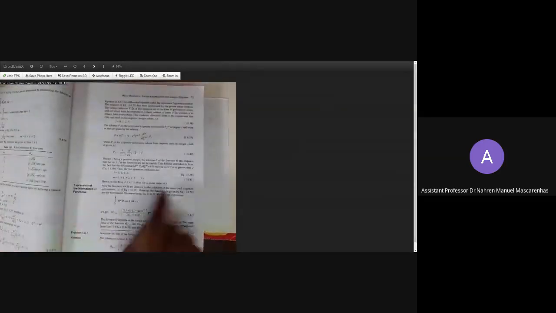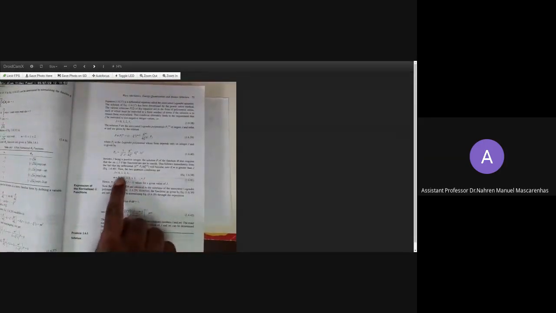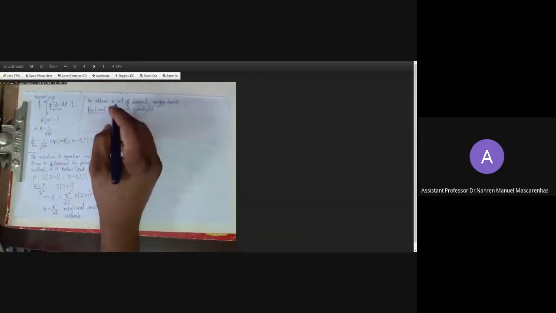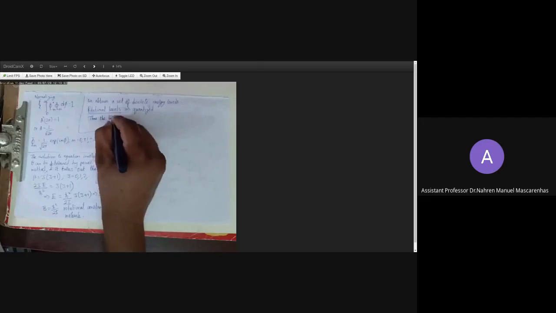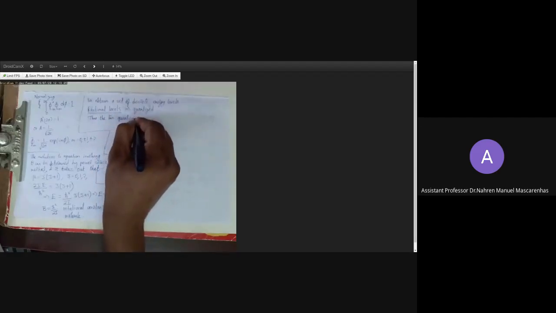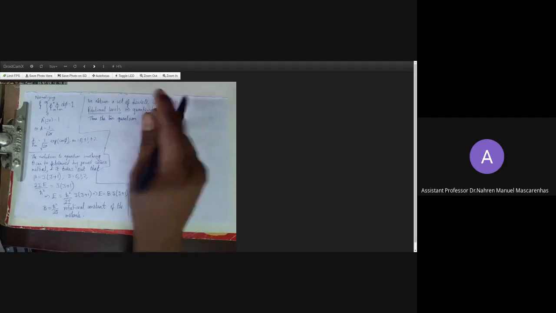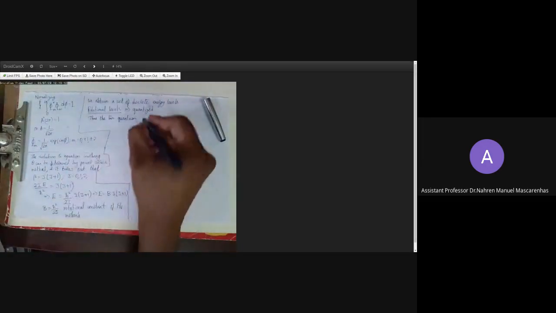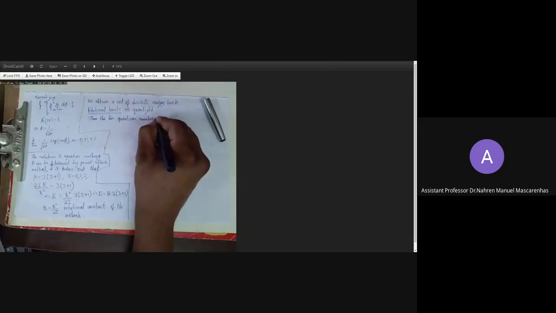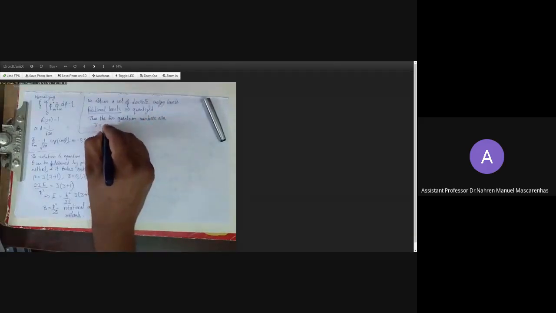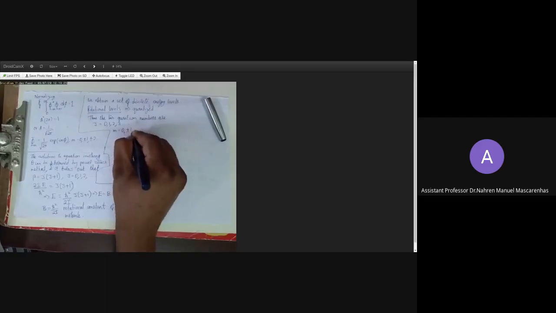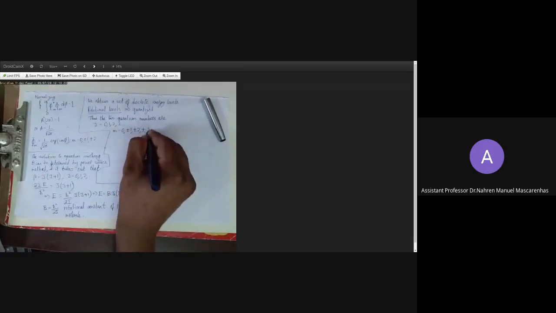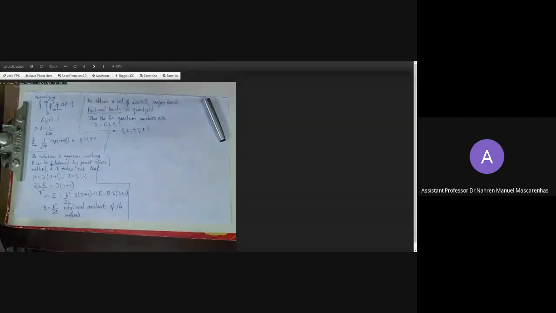So what this tells you is that the two quantum numbers are J equal to 0, 1, 2, 3 and so on, and M should be equal to 0, plus or minus 1, plus or minus 2, plus or minus 3 and so on.